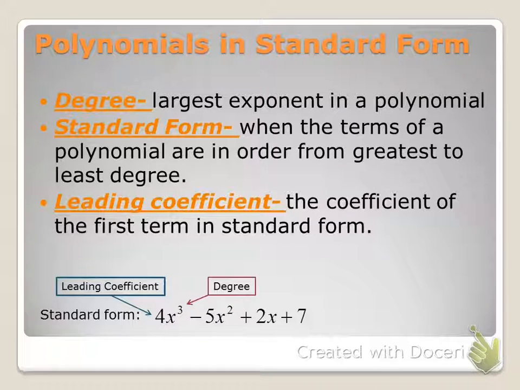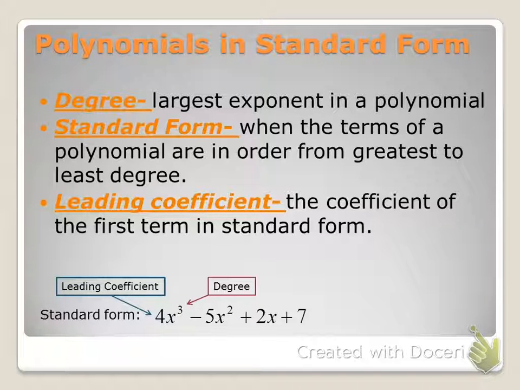Everything always to the first power? I'm talking just on x's. So you go from x to the third to x to the second to x to the first and no x's. Since you go in order, the biggest exponent, which in this case would be 3, that'd be your degree. And then the coefficient that's attached to it, in this case 4, is your leading coefficient.